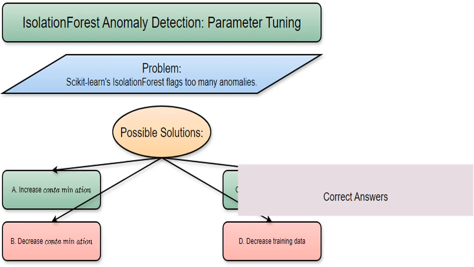Based on my analysis, the best options are to increase the contamination parameter and increase the number of trees, n_estimators. These adjustments directly address the issue of the model incorrectly flagging too many data points as anomalies.